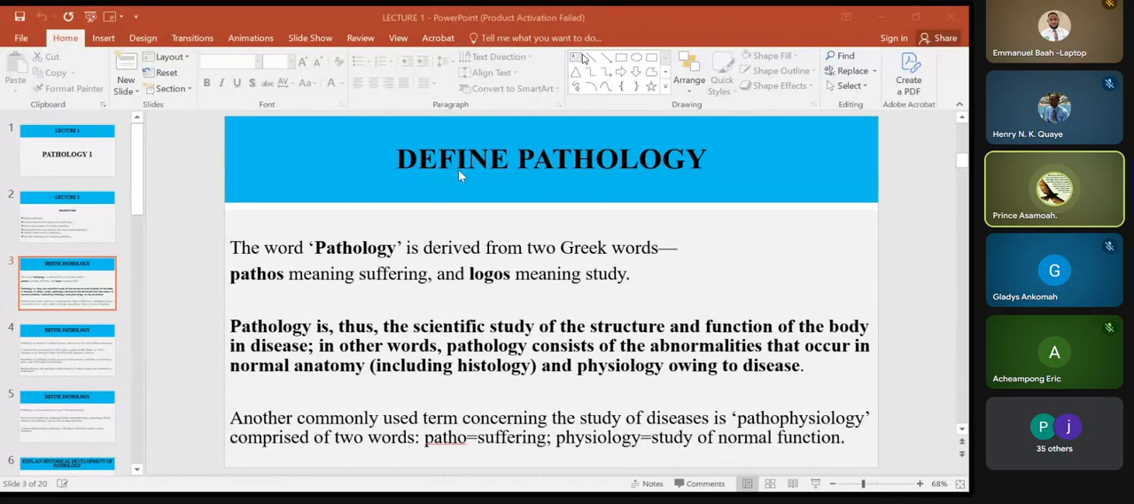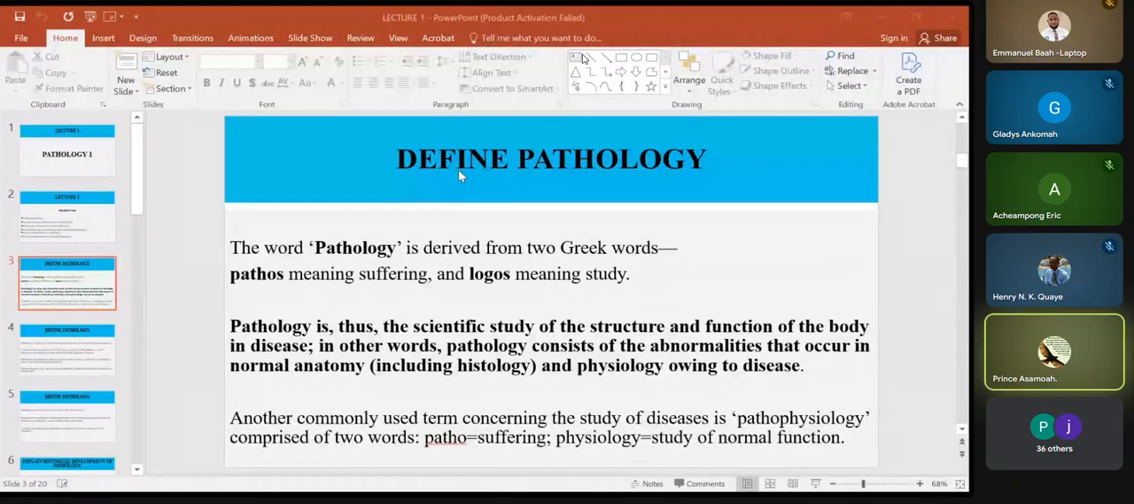The layman will say you are studying diseases, or you are studying abnormalities of the body. Another commonly used term concerning the study of disease is pathophysiology. Physiology is the study of the normal function of the body, and patho is suffering, so I mean suffering of the normal function of the body. That is pathology, and that is fundamentally why you are here: to understand disease conditions, and then move on to study how you can deal with them.